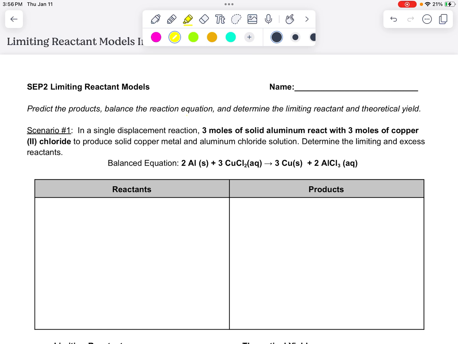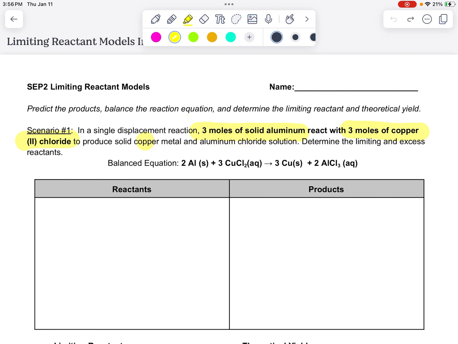All right, today I'm going to teach you how to draw a model of a single displacement reaction that involves limiting reactants. So in this scenario, we have 3 moles of solid aluminum reacting with 3 moles of copper 2 chloride. And from that, we're going to make solid copper metal and aluminum chloride solution.